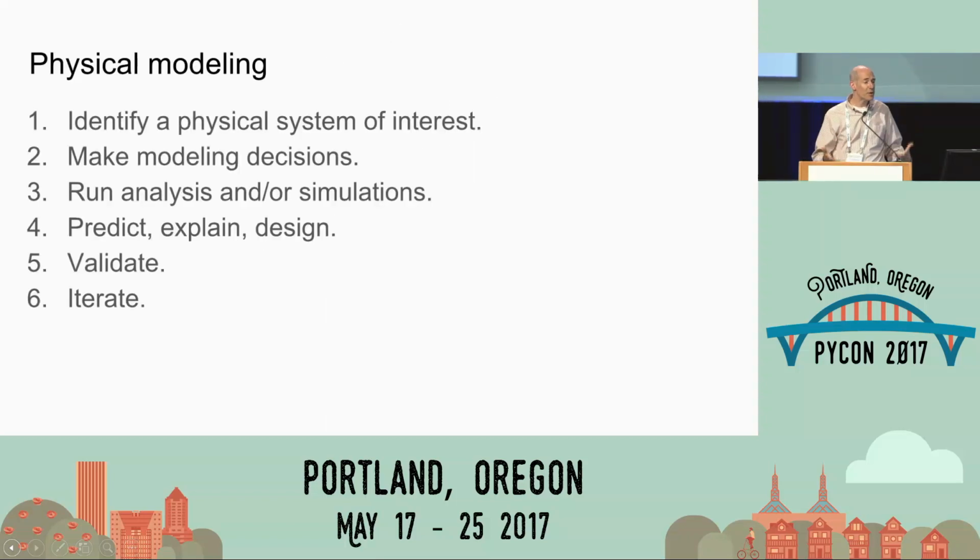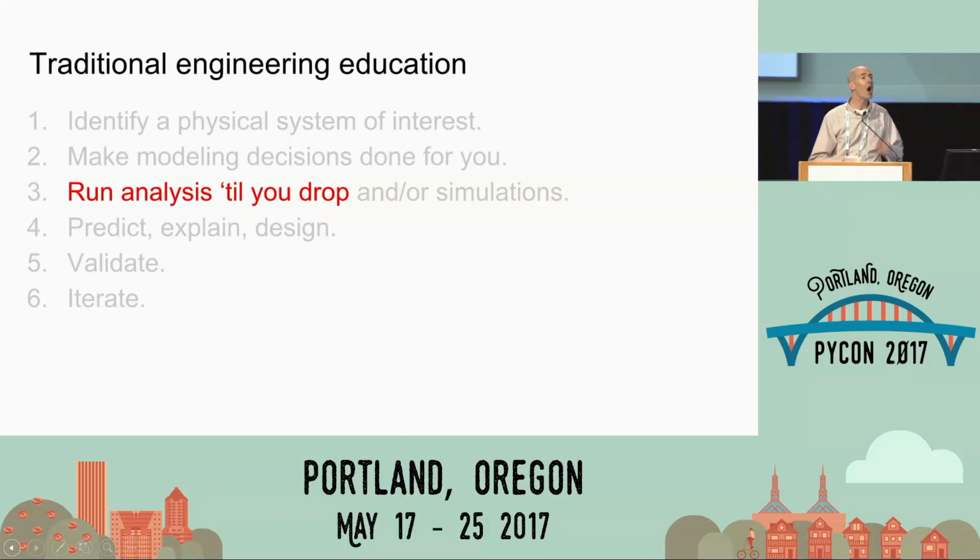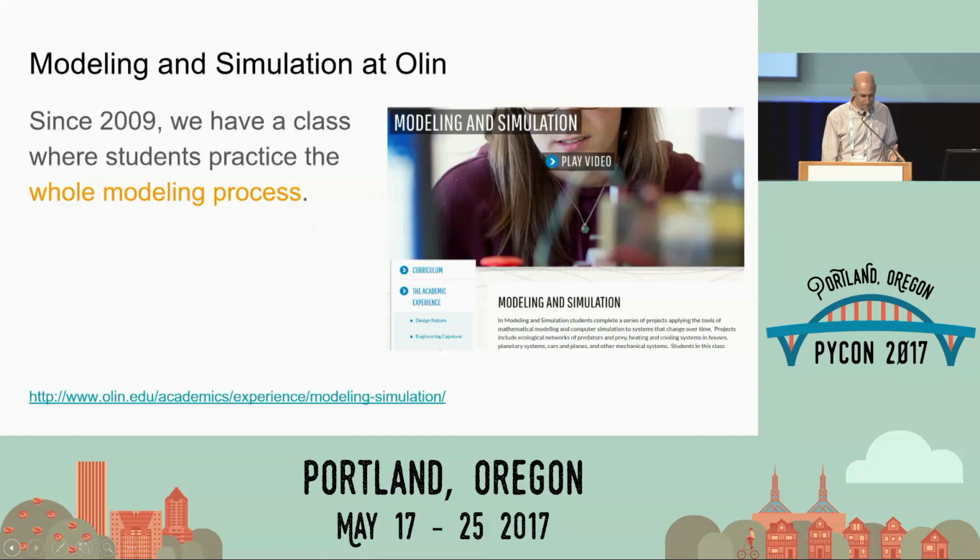If you really want to do physical modeling, you have to do all of these things. You have to be able to identify the system and the questions you're trying to answer, make modeling decisions, run analysis, run simulations, and then use those results to predict something, explain why the world is the way it is, and design things. You need to validate, and you always need to iterate this process. But in traditional engineering, the only part of this process that you do is to run analysis of models that are chosen and designed for you, so you never learn to do those other things.